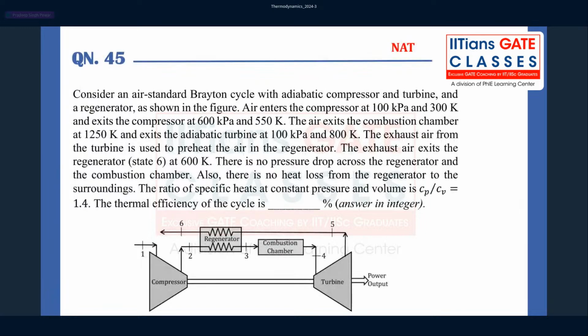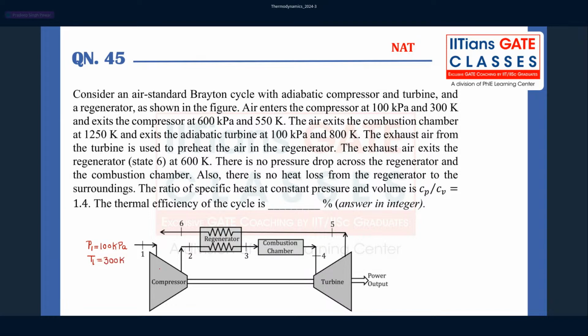Okay, let's look at this problem. It says consider an air standard Brayton cycle with an adiabatic compressor and turbine, and a regenerator. These are the components given in the diagram. Air enters the compressor. Let's mark the different things which are given to us. Air is entering the compressor at a pressure of 100 kPa and temperature T1 is 300 Kelvin.